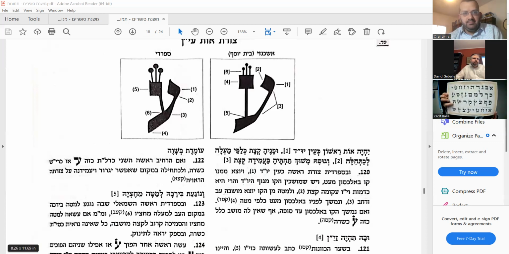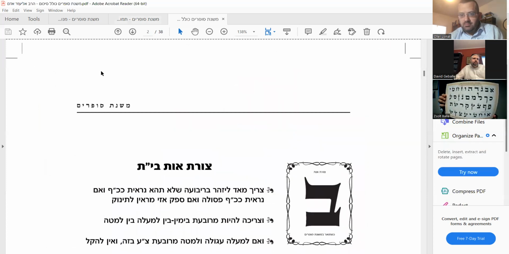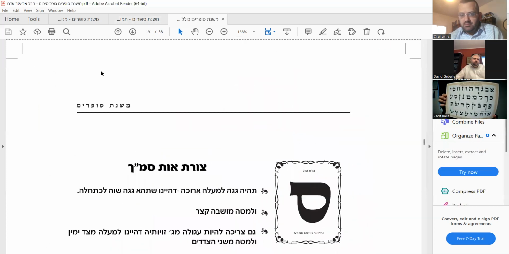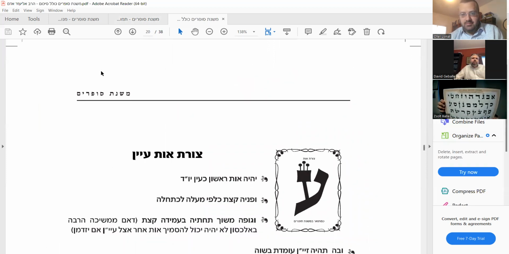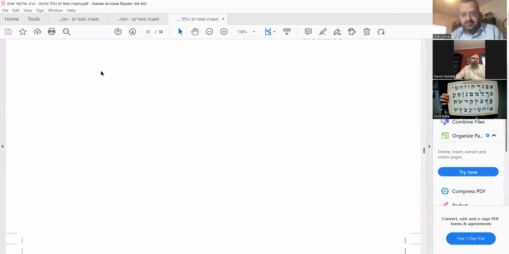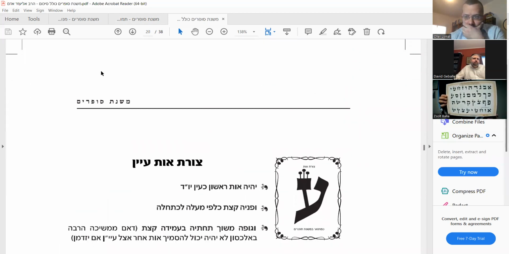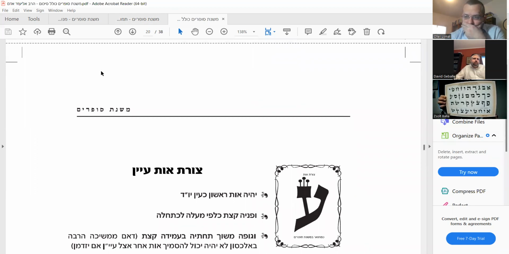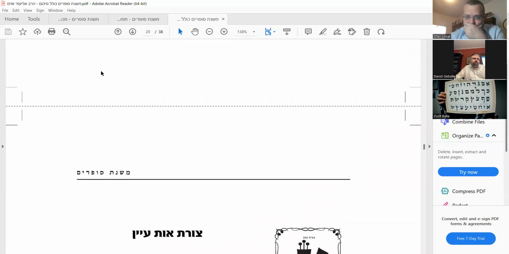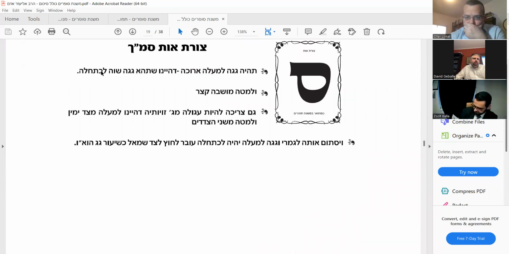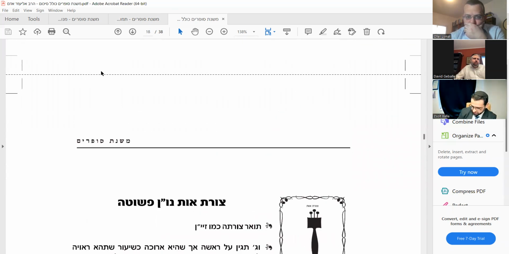And then the ayin, also on the left side, is a vav instead of a zayin. And the tzadi sofit is looking in a different direction, the right side of it than the left.